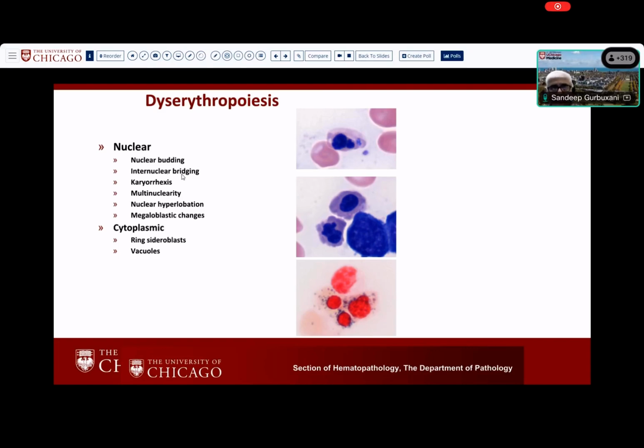I do not have an illustration of that, but what it means is you can have two red cell precursors lying side by side, and there is a fine strand of chromatin that's bridging these two nuclear lobes. You don't see it here, but that's what it would look like. Karyorrhexis, the cell is falling apart in the process of mitosis.